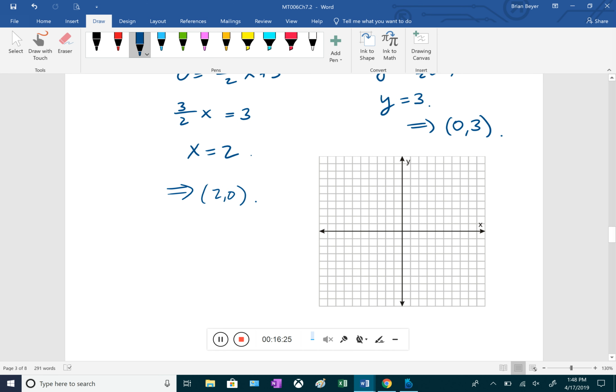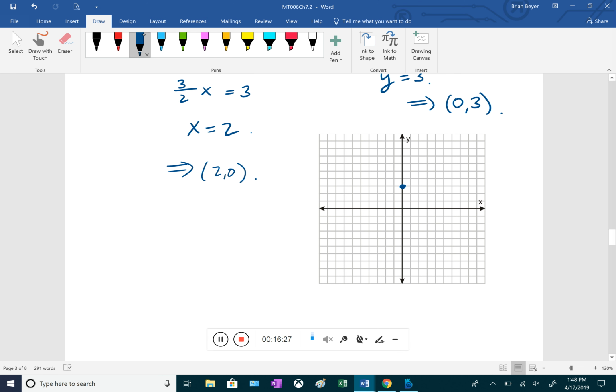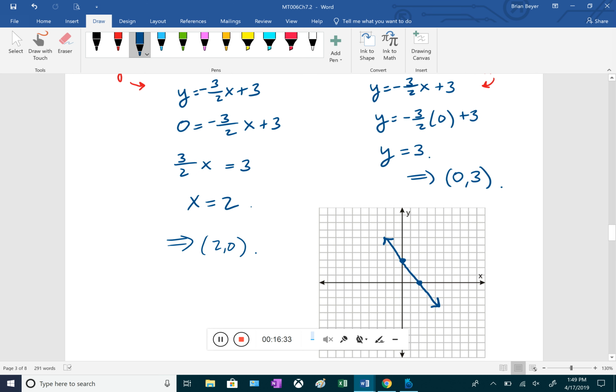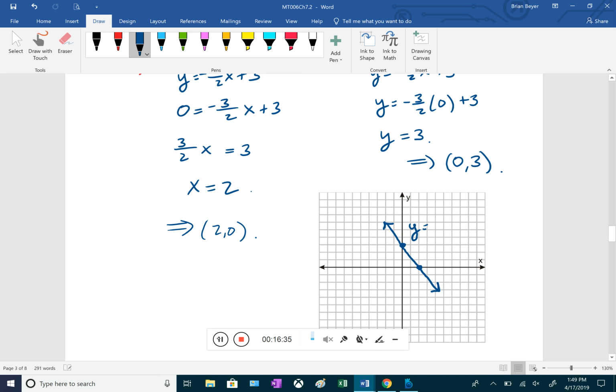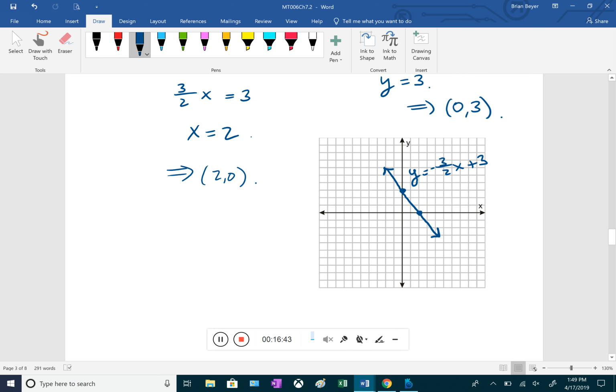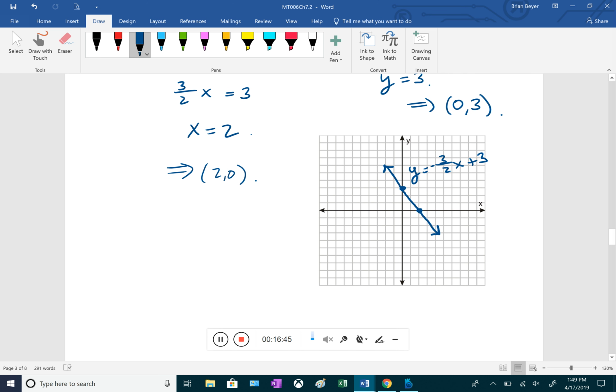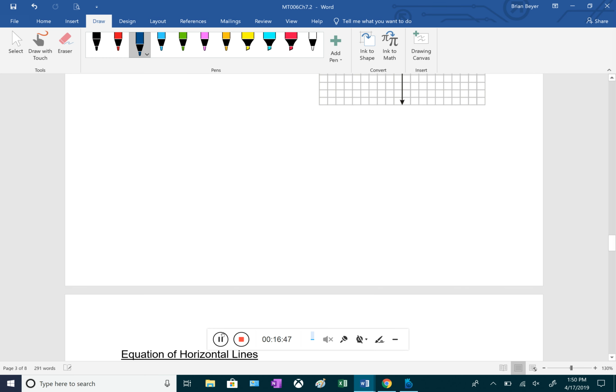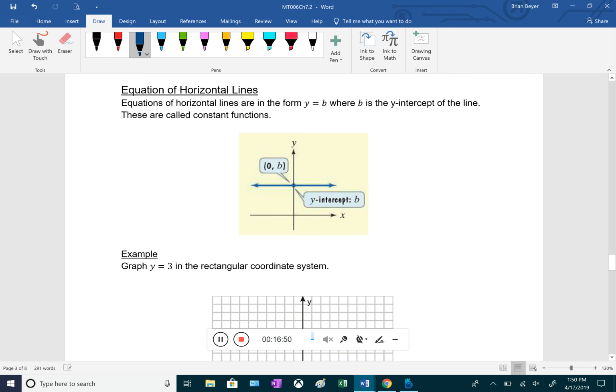So we have our y-intercept at 3, our x-intercept at 2, and then we connect them. And we get something like this, and we just label it as y equals negative 3/2 x plus 3. Okay, so that's the graph for that one. And then we have 2 more small things now. We'll do the equation of horizontal lines and then the equation of vertical lines.